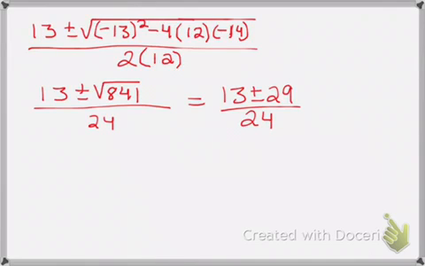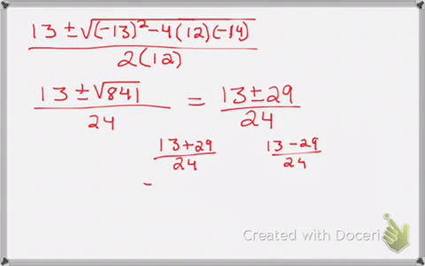I can go ahead and split that up to be 13 plus 29 over 24 and 13 minus 29 over 24. So this would give me 42 over 24. And the last one will give me -16 over 24.